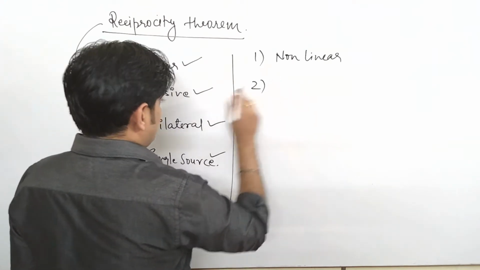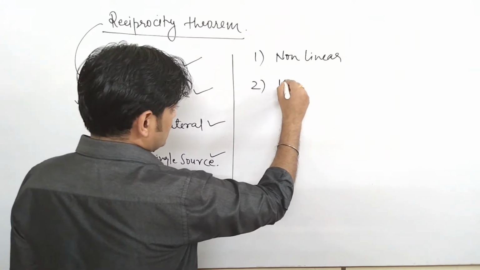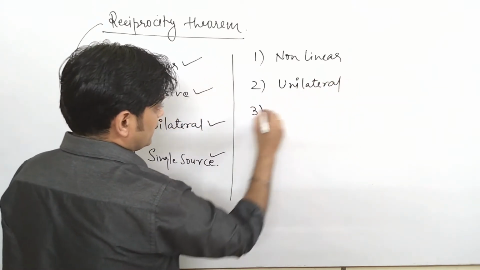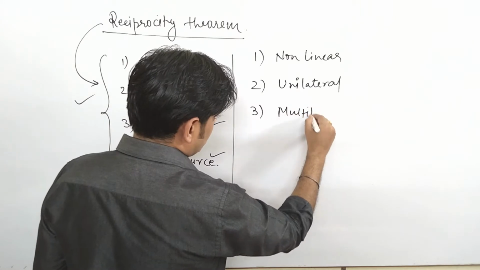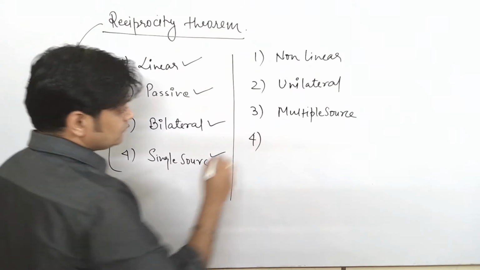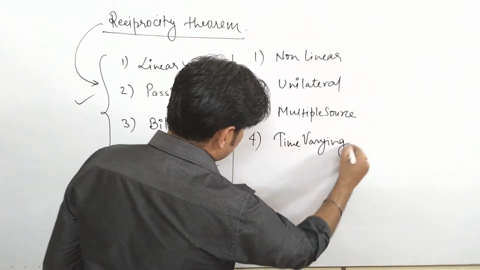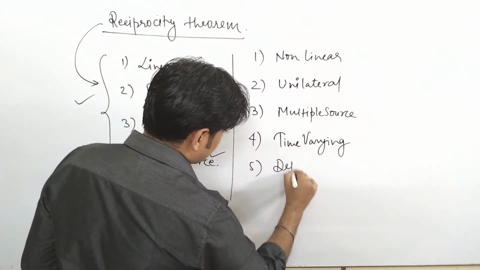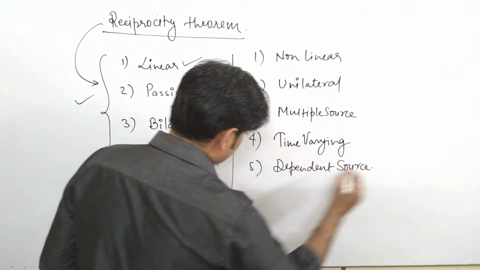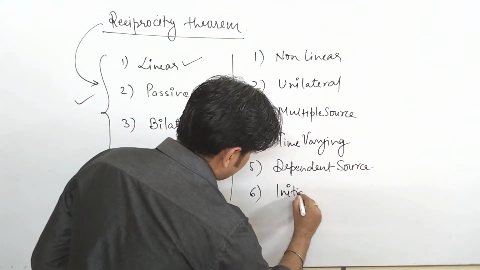I am not talking about passive, because yes, an active source is required. Here the very important thing: if it is unilateral, it is not applicable. Then if there are multiple sources, not applicable. Then time varying elements, dependent sources, and if any initial condition exists.